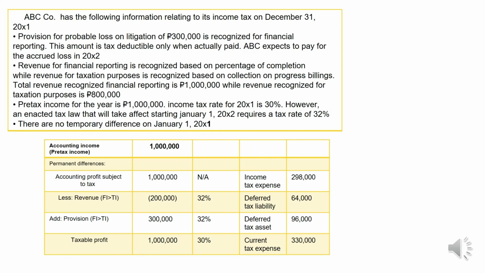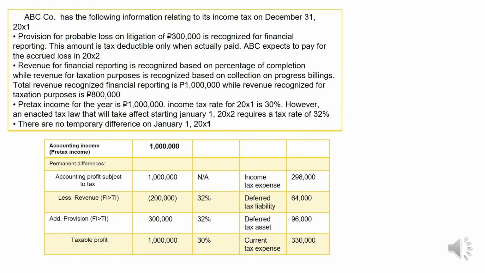Supposedly 1 million subject to the 30% basic tax will be the only tax to be paid by the company. Pero the above scenario is also part of the current tax expense of the company. Instead of 1 million times 30% equals 300,000, the basis of the company's current tax expense would be the total tax computed for the above transaction, wherein 1 million has an income tax expense of 298,000, which would be lessened by 64,000 deferred tax liability arising from 200,000 revenue multiplied by the effective tax rate of 32%, then add 96,000 deferred tax asset that arises from the provision of the company against probable loss and litigation.